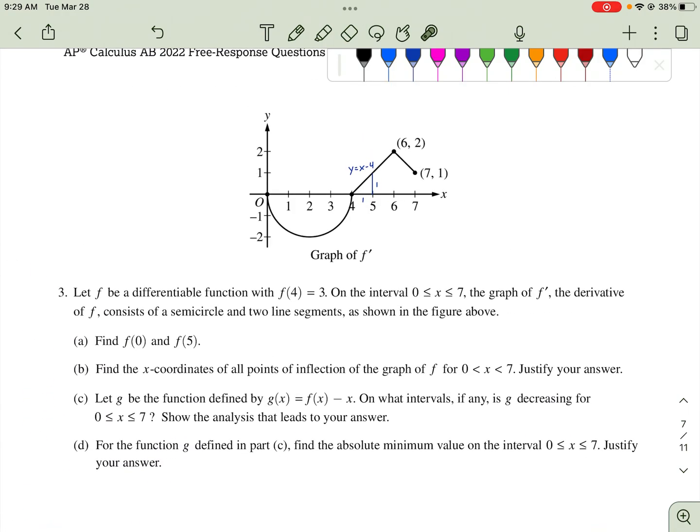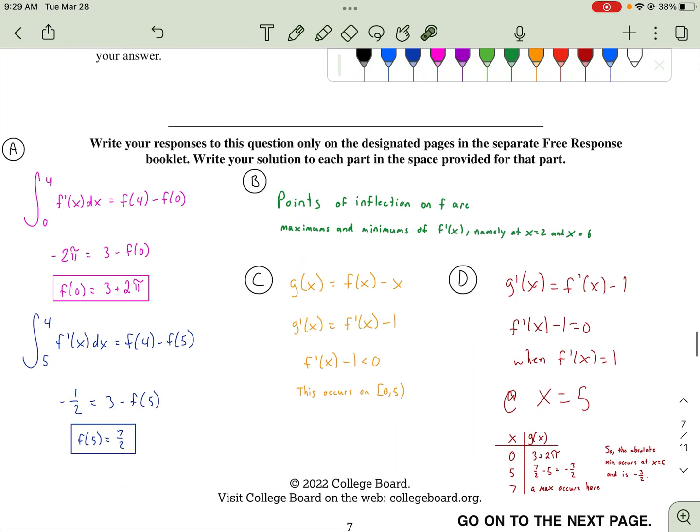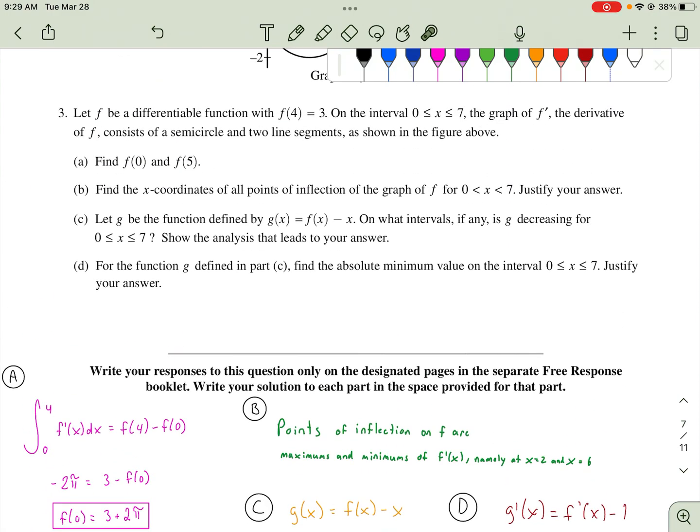So just shift everything down 1, and so this part of the graph is going to be like down here, and it's going to look something like that, roughly. And so everything's just shifted down 1. So now you have this additional part of the graph that is below the x-axis, which is the graph of g prime. So that's where g prime is negative, from 0 to 5. And that means that is where g is decreasing.